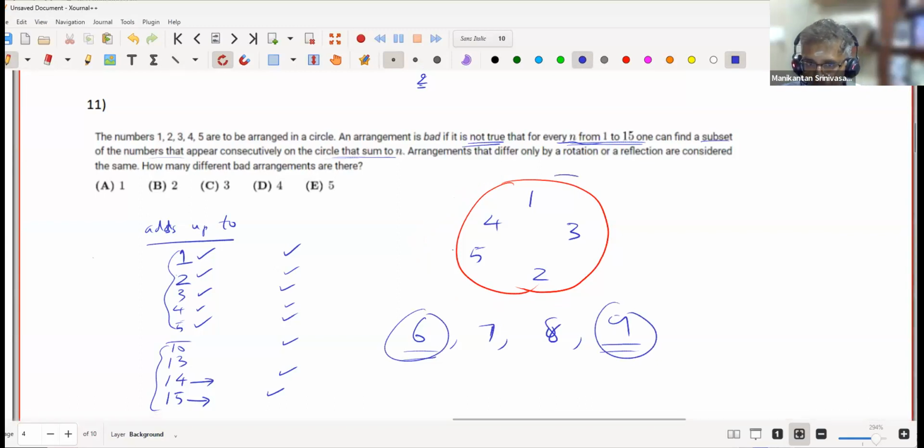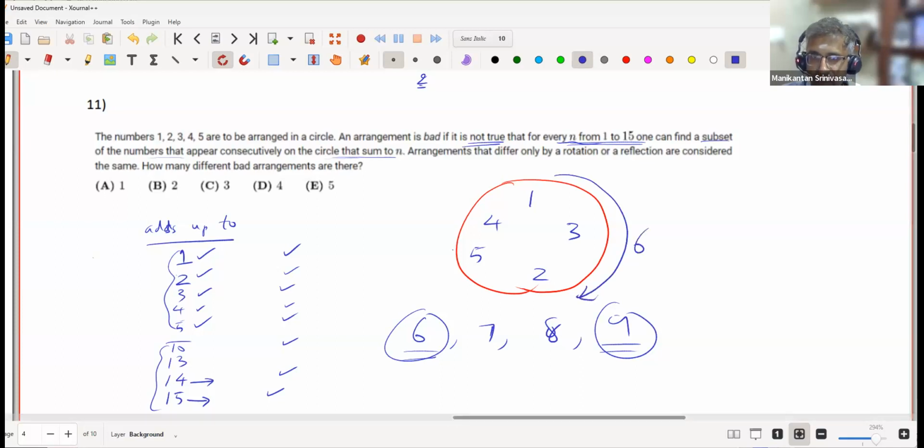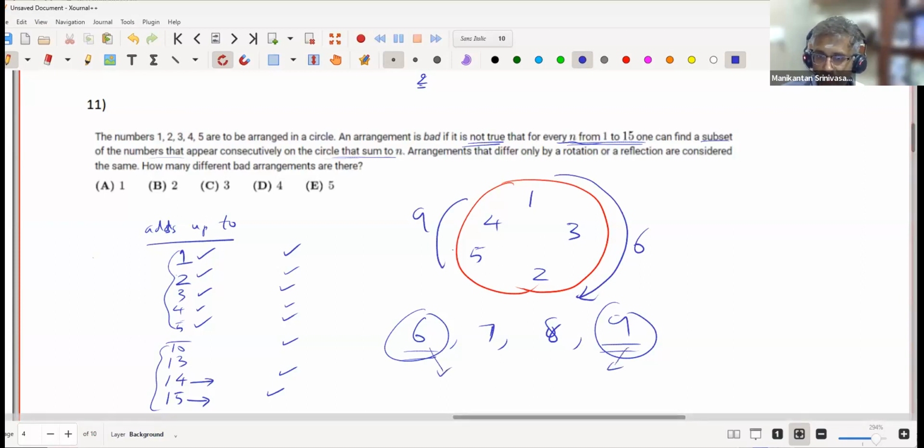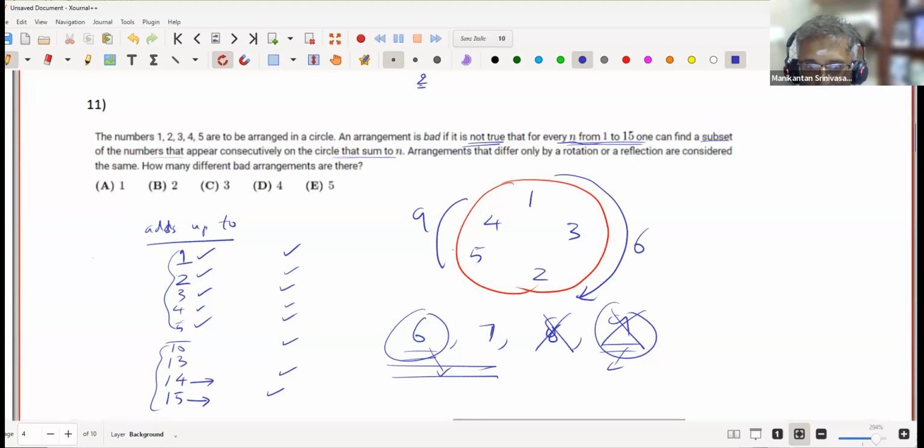For example, in this collection, 1 plus 3 plus 2 is 6. The other collection, which is 4 plus 5, is 9. So if I conquer 6, I've conquered 9 also. So I don't need to focus on 9. Similarly, if I conquer 7, I conquer 8 also. So bottom line, I only need to focus on just 2 numbers, 6 and 7, right? Because 6 implies 9, 7 implies 8. So if I focus on 6 and 7 alone, that's good enough.